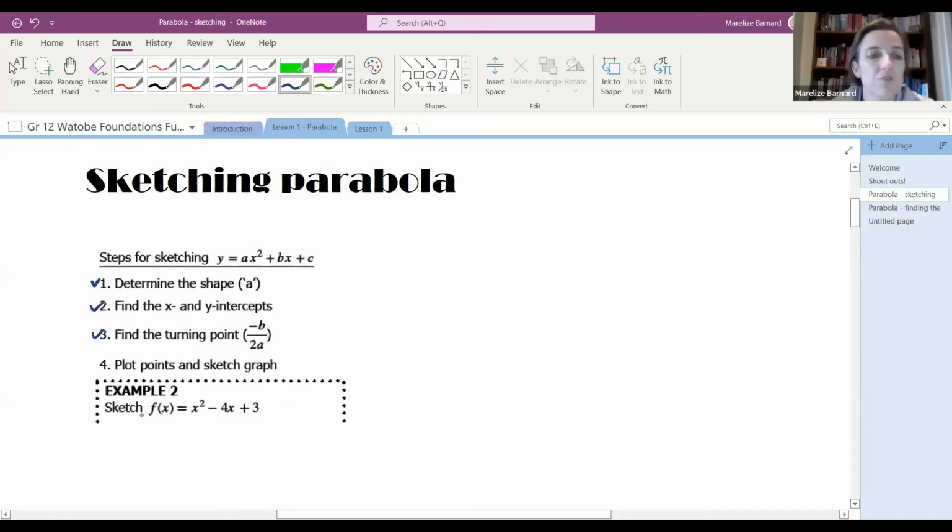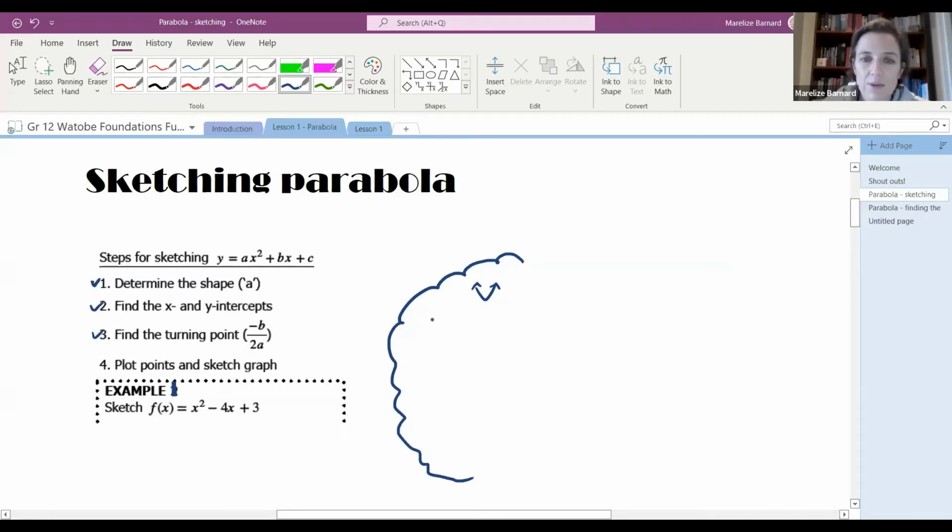Okay, so here's our first example. It says example 2, but it's actually example 1. Sketch f of x is equal to x squared minus 4x plus 3. So let's do our thinking over here, and I'm going to start a bubble for our thinking. So our shape, definitely going to be a happy face, right? Because a is positive.